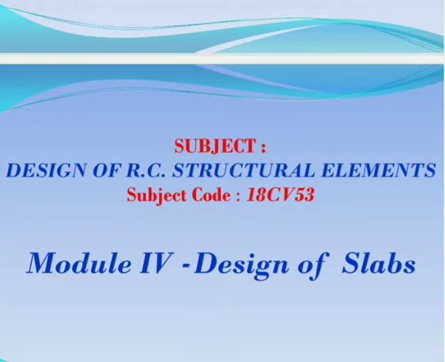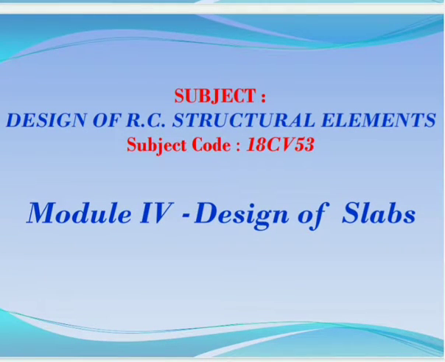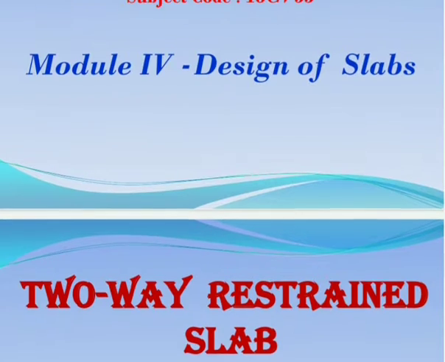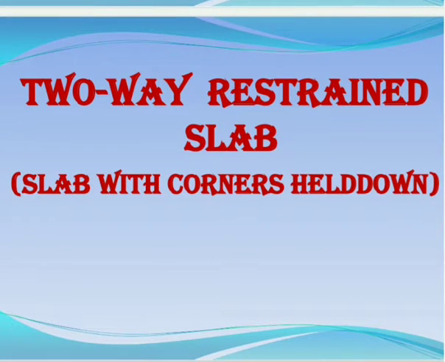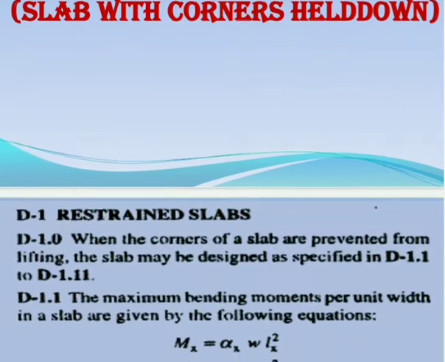In today's lecture we will be discussing module 4, which is design of slabs. We will be discussing a two-way restrained slab. A restrained slab is one which has its corners held down. That is, it is provided with torsional reinforcement and the corners are not free to lift. So let us start with the discussion.